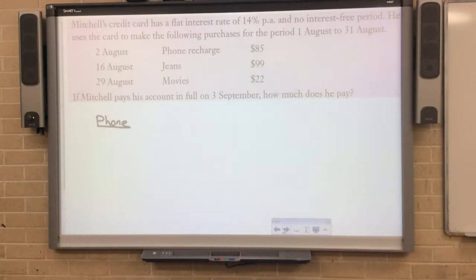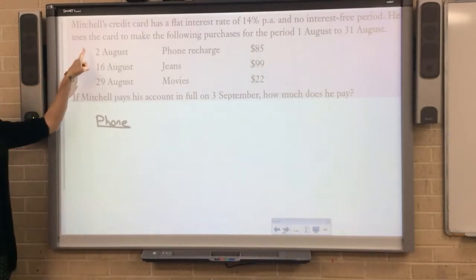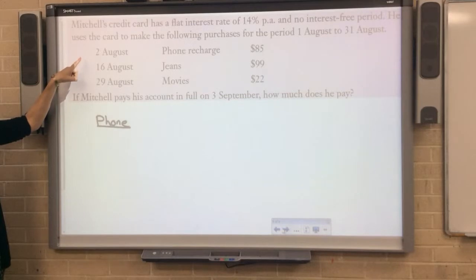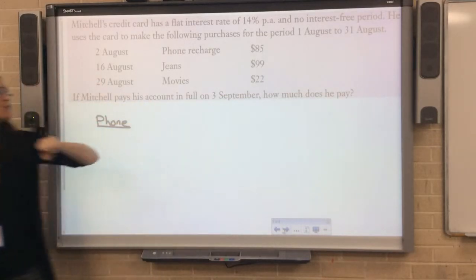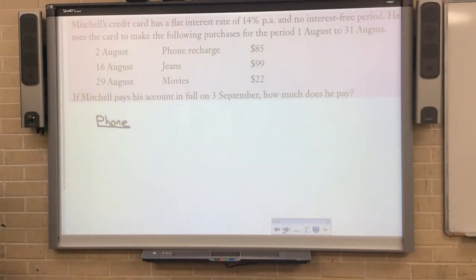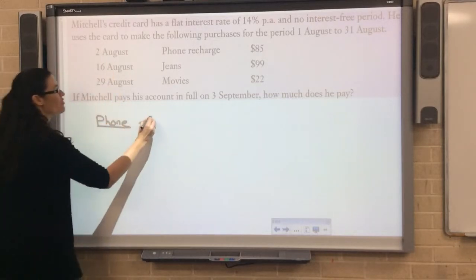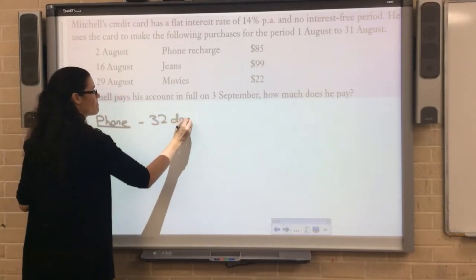31. So if you borrowed the money on the 2nd of August and you don't pay it off until the 3rd of September, how many days did you owe the bank money? 3. No. Borrowed on the 2nd, I'm paying it off on the 3rd of the next month. 32 days, because you've got the 31 days in August and then you've got the extra 3 days. So he's going to owe it for 32 days. We happy with that? Yeah.